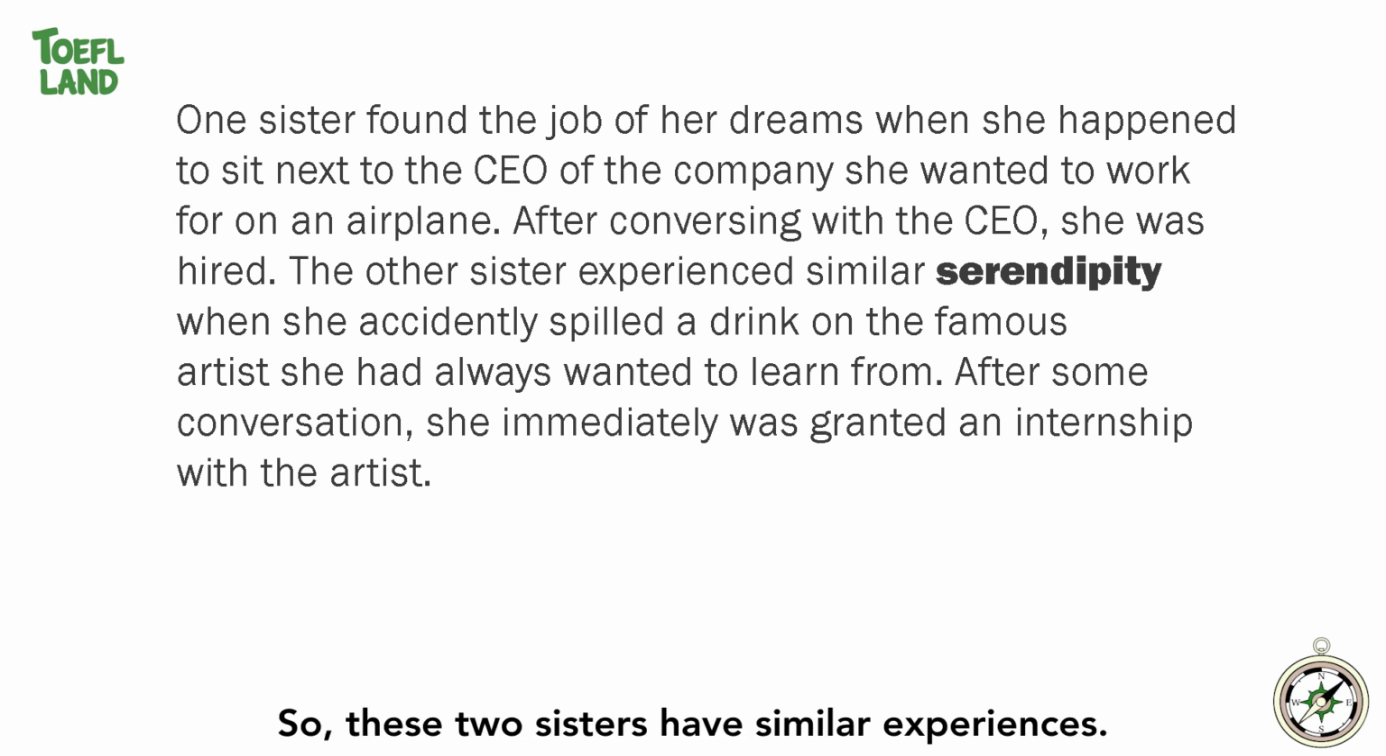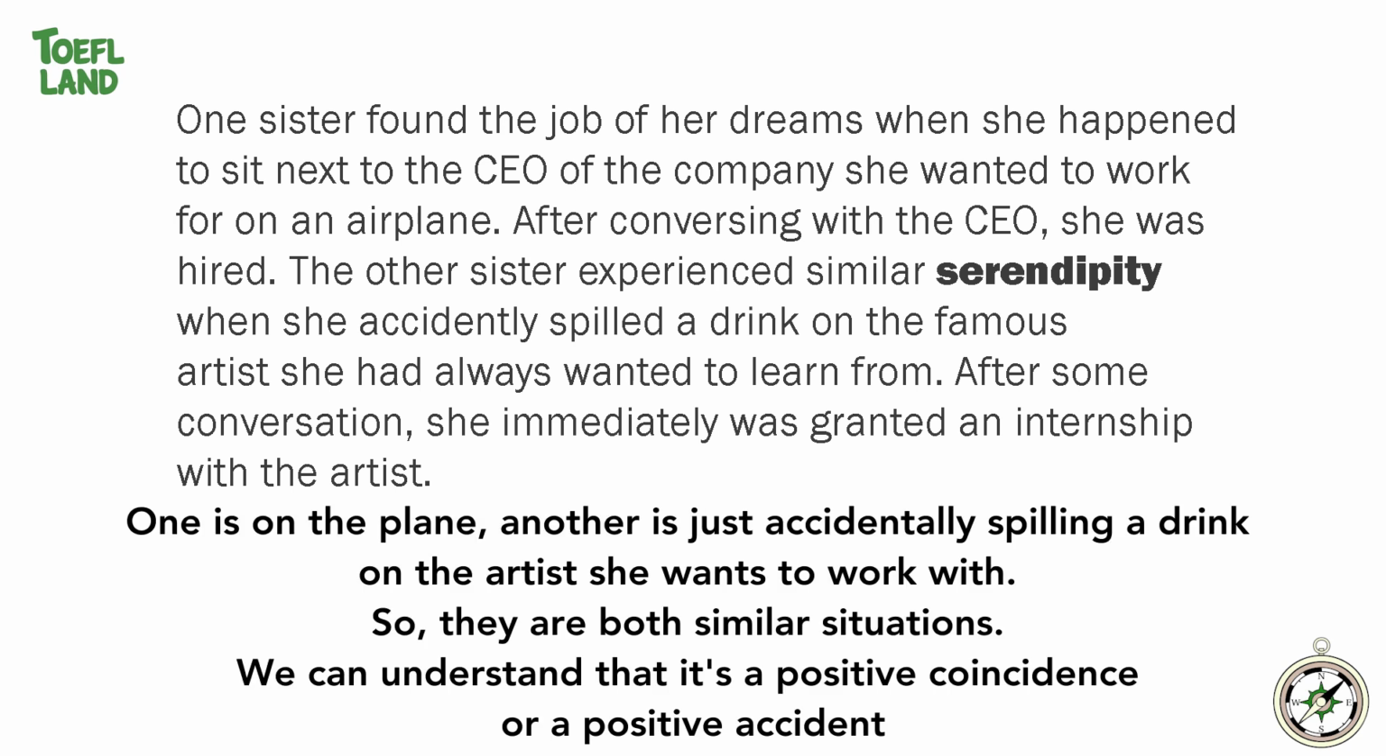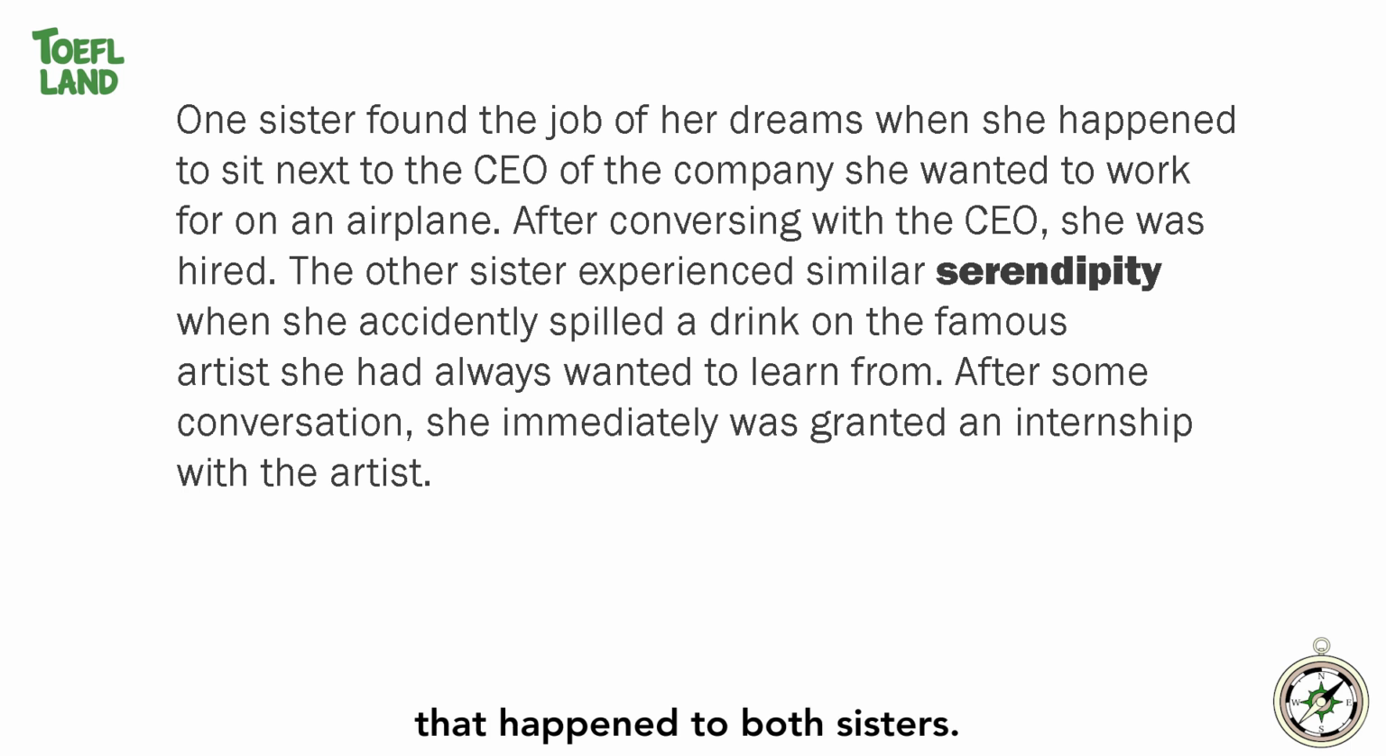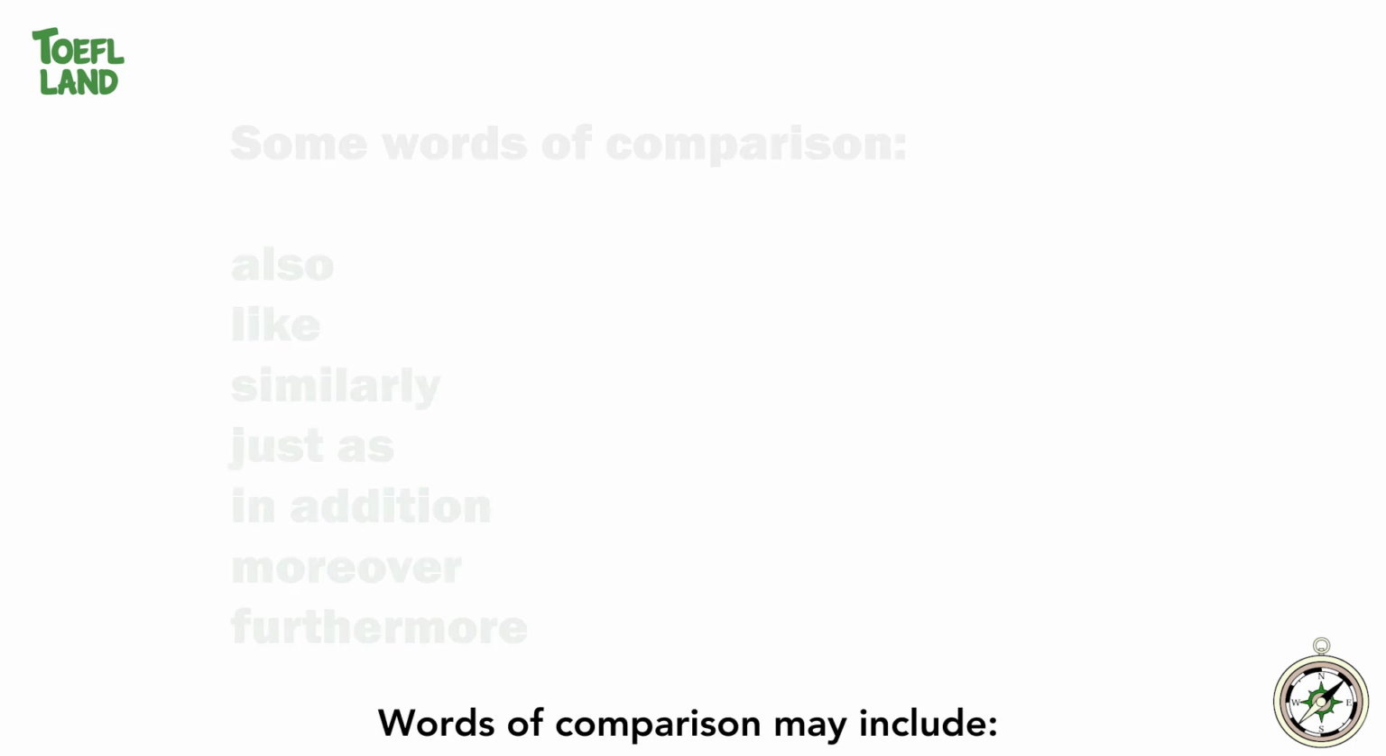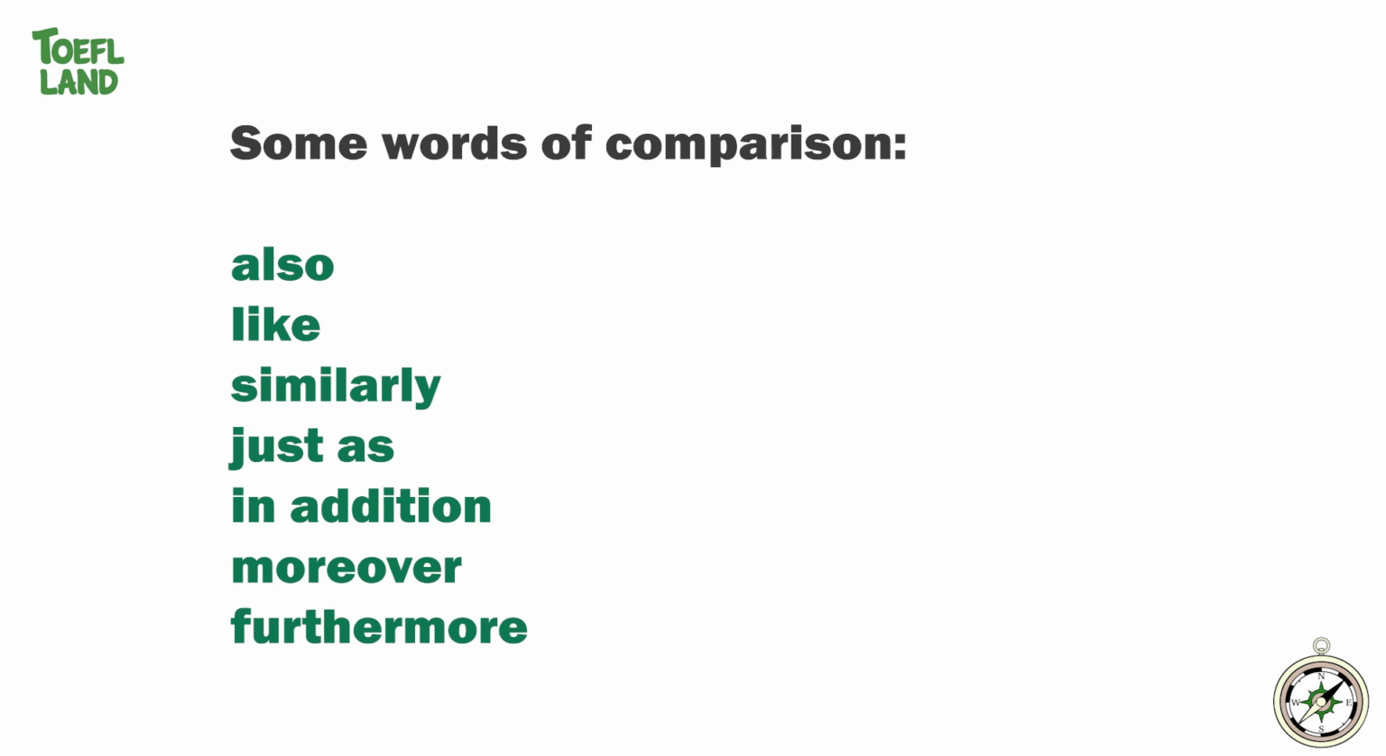So these two sisters have similar experiences. And so they're just happening to be somewhere. One is on the plane, another is just accidentally spilling a drink on the artist she wants to work with. So they're both similar situations. We can understand that it's a positive coincidence or a positive accident that happened to both sisters. Words of comparison may include also, like, similarly, just as, in addition, moreover, furthermore, and others.